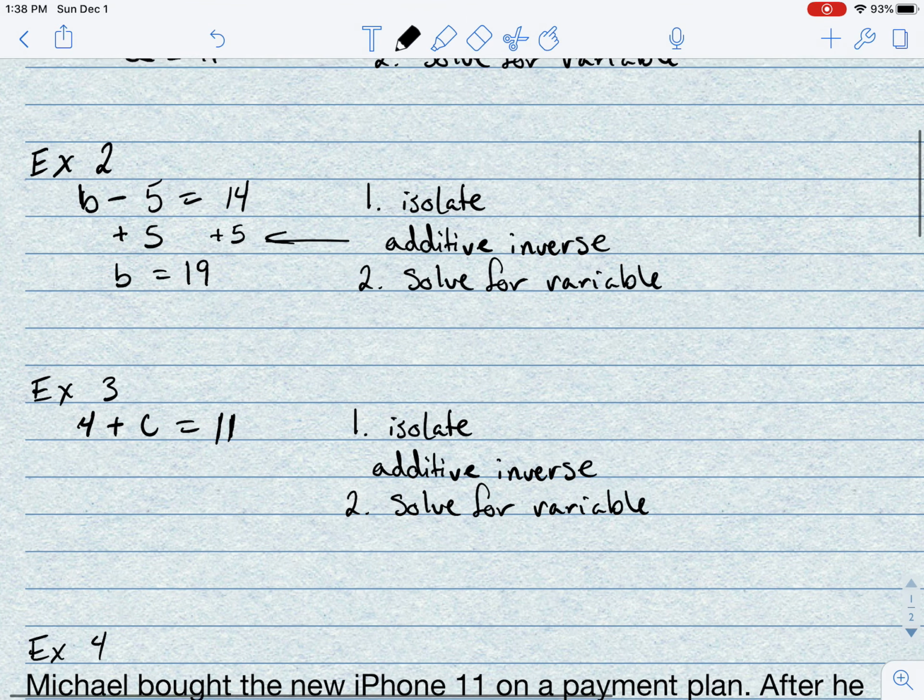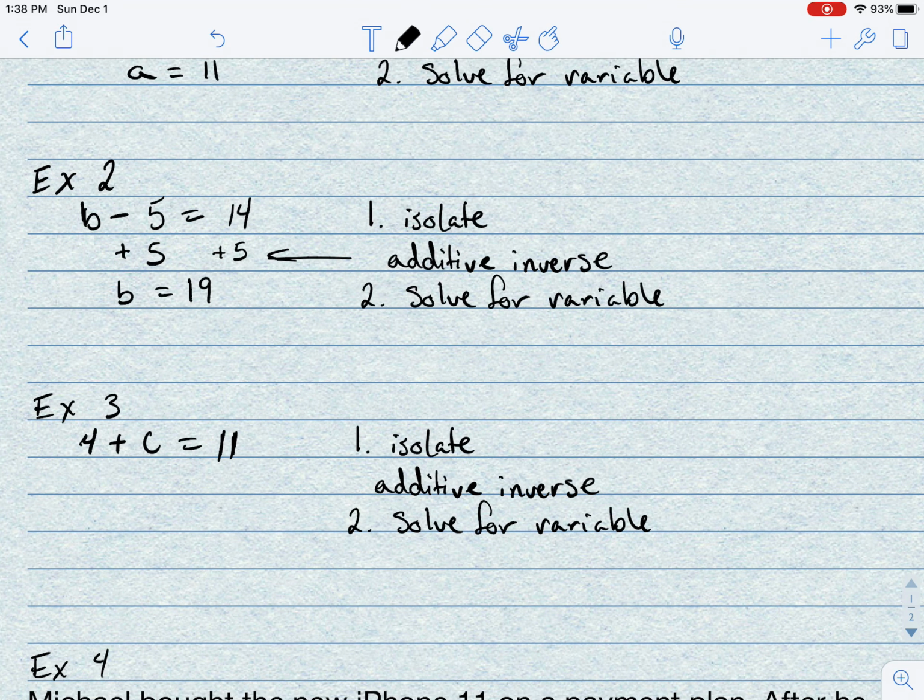Okay, next one now, it looks a little different here just because the constant is in front instead of the variable, but that is a positive 4. So once again, we want to isolate c, so to get rid of this positive 4, we're going to minus 4. Okay, once again, that's going to become 0. 0 plus c is just going to give us c. And then c equals 11 minus 4, which is going to give us a positive 7.